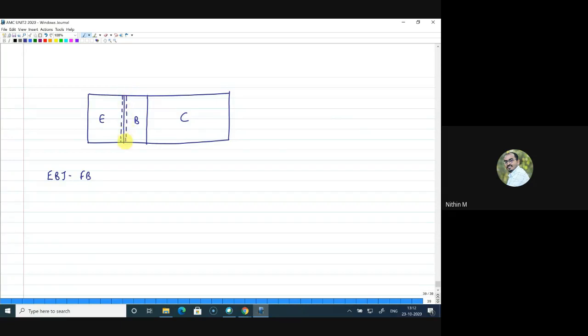formed because of the diffusion of electrons, and further current will flow because of the forward bias effect of the junction. Similarly, on the other side you have a reverse bias. So reverse bias means you have a wider depletion region, right?